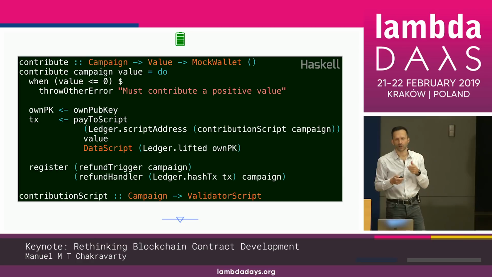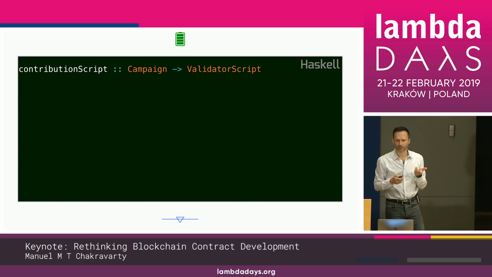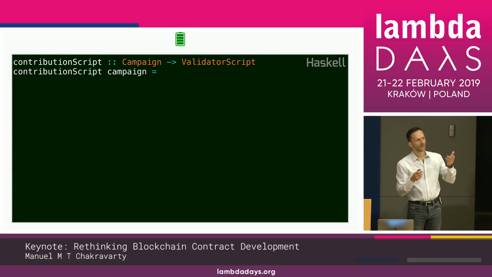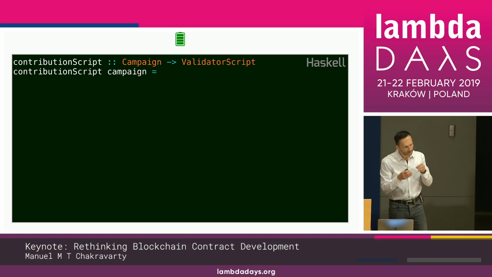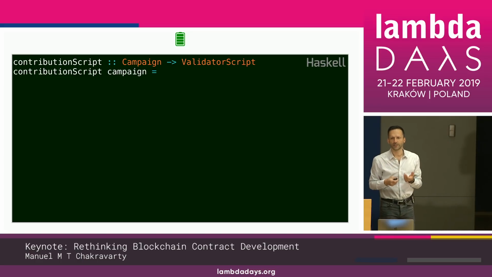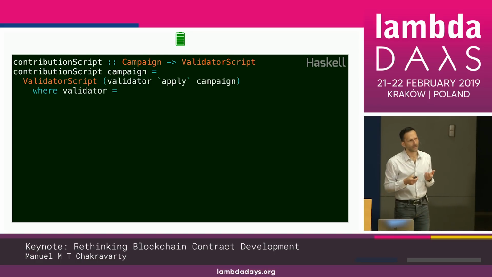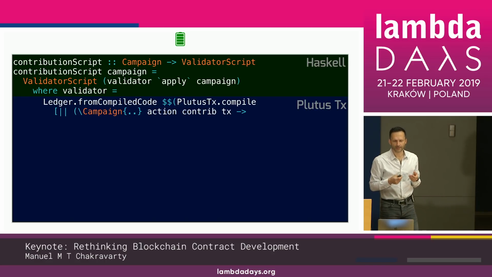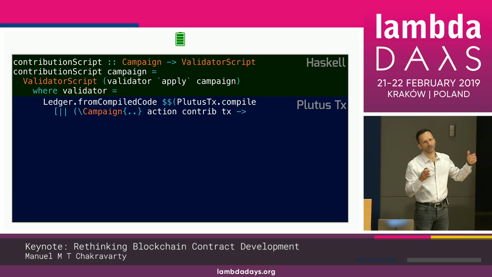All right, so that's the off-chain code. And then the on-chain code, well, more Haskell. But this code, this is now meta-programming. It doesn't do anything. It constructs a program using Template Haskell. So it's parameterized by the campaign. And if you are not familiar with Template Haskell, ignore the fancy brackets and dollar signs.